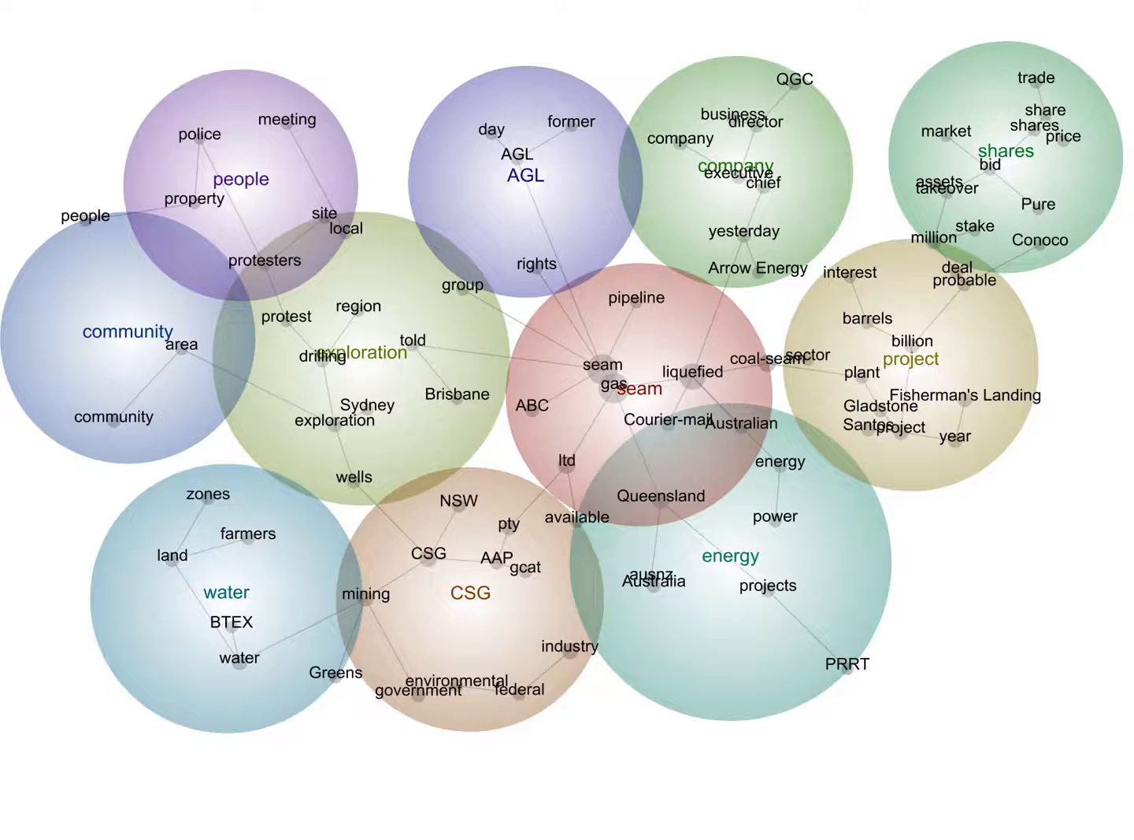All that business movement was happening there at the time. Next to that theme, there's a related theme called project. This is talking about the projects themselves, so at Fisherman's Landing, at Gladstone, plants, barrels, this idea of the actual coal seam gas projects and how that relates quite closely, due to that proximity, to these shares and the bids and the assets.